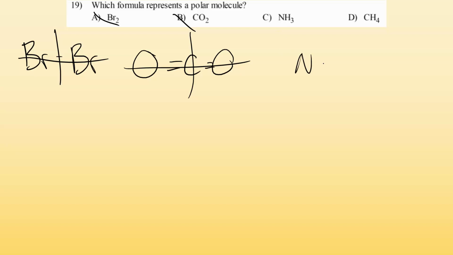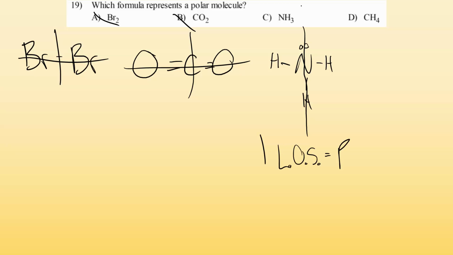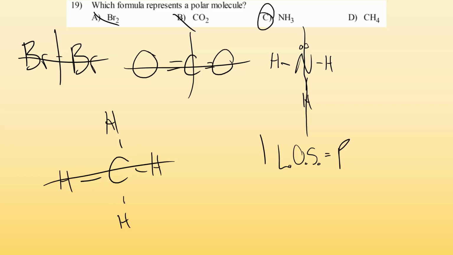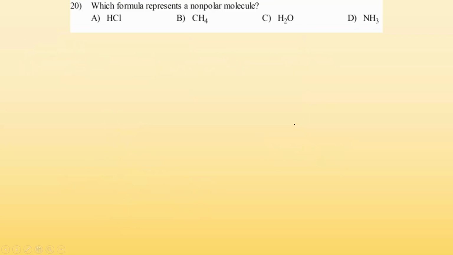NH3, let's see, we got N. It's going to look like this. It's got 2 valence electrons. It's not sharing. And 3 bonds with hydrogen. There's only 1 line of symmetry. So 1 line of symmetry means that it is polar. So it's looking like this is our answer. But let's check CH4. All right, CH4, carbon in the middle, 4 hydrogens surrounding it. Let's see how many lines of symmetry do we got there. 1, 2. We could even do diagonal in each direction. Makes it nonpolar. So 19, correct answer is C.